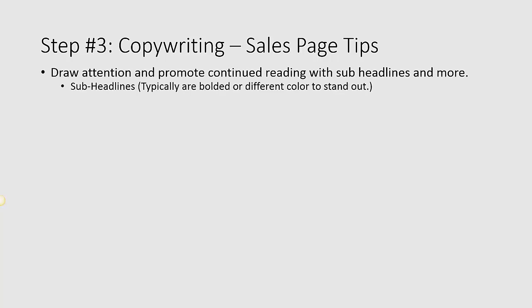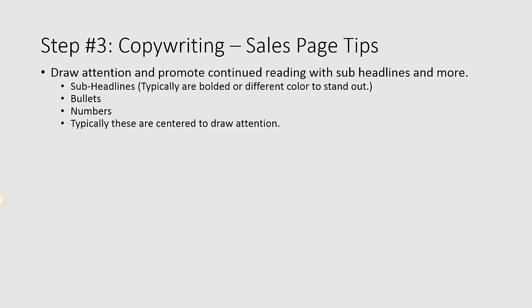Another thing to do is draw attention and promote continued reading with subheadlines and more. So subheadlines are typically bolded or a different color to stand out, so they jump out at you, and those would lead into bullet points. They'd be the heading for a paragraph that really drives home a point as far as what your product does. So, other things to look at are bullets. Those really draw home additional ideas. Bullet points could just be 4 or 5 lines that really drive home a benefit of the product or a benefit of what they're going to get from going through your training. A numbered list, those also stand out and jump out at people.